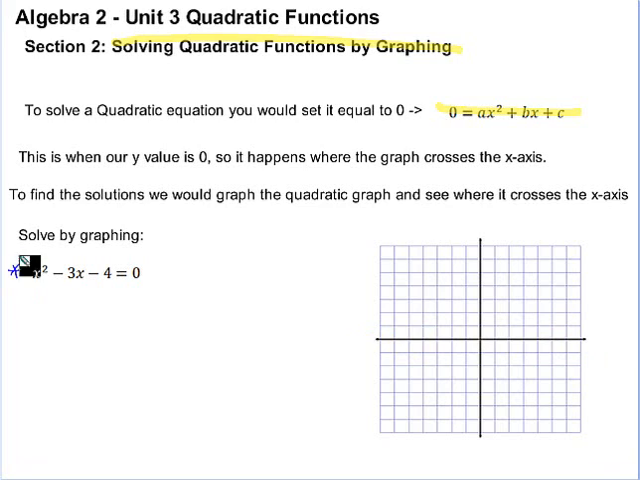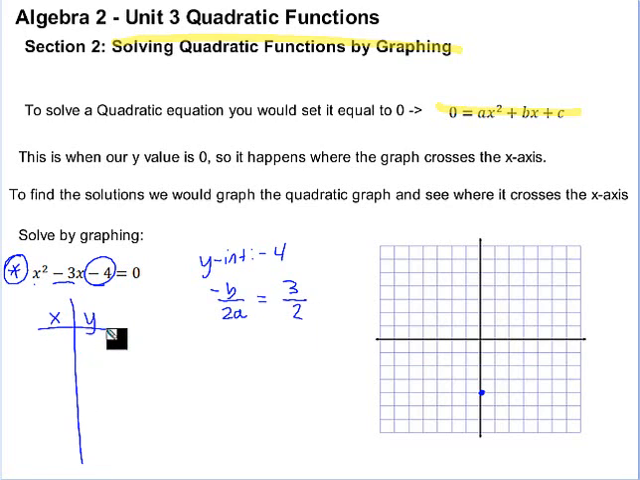So here, I want to graph the quadratic x squared minus 3x minus 4. First off, we know that the y-intercept is -4, because that's our last value here. If we plug in 0 for x, we would get -4. And then we can find our axis of symmetry by figuring out -b over 2a. In this case, our -b would be a positive 3 over 2 times a, so 2. So our axis of symmetry would be at 3/2.